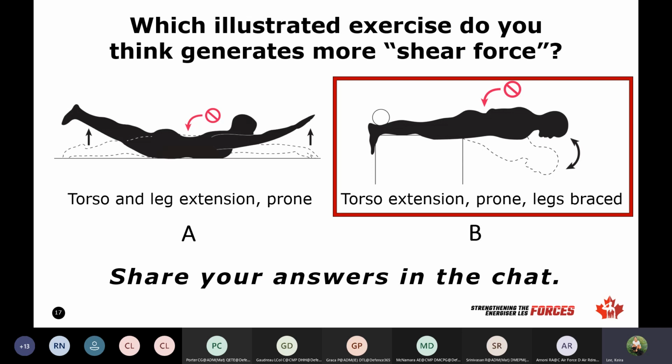Which exercise of these two is going to generate more shear force?